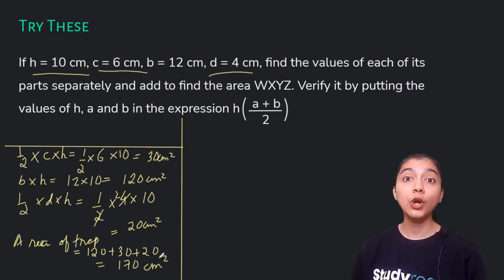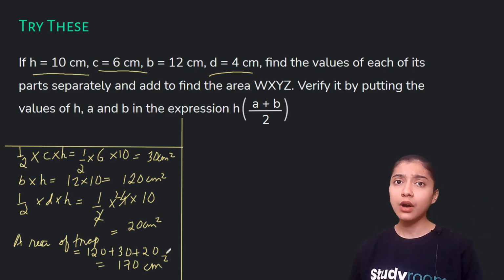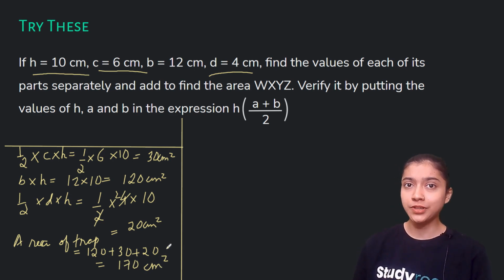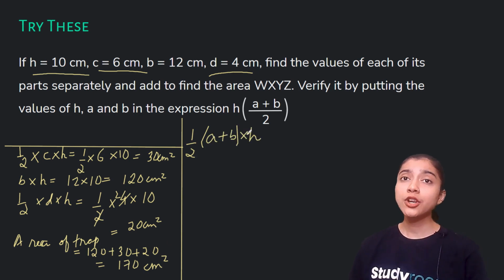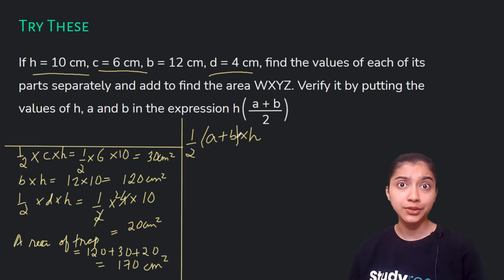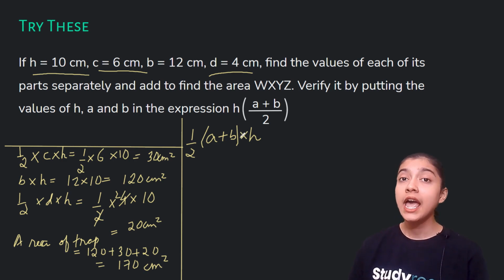So this is the area of the trapezium when we calculated it in separate ways. Now we know the direct formula of the area of trapezium, that was half the sum of parallel sides, that was (A plus B) into H. Why not put the given values in the equation and calculate the area of the trapezium directly and check whether this area is equal to the previous area that we calculated?